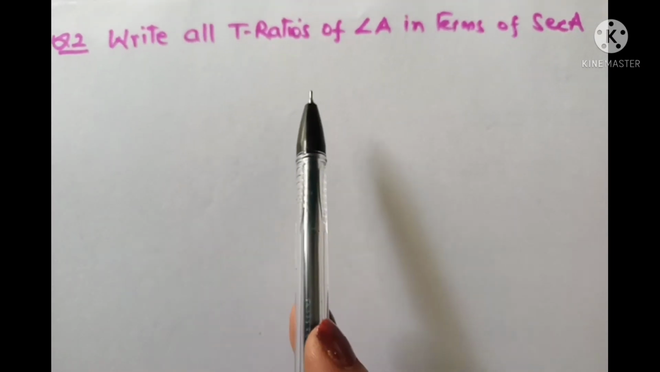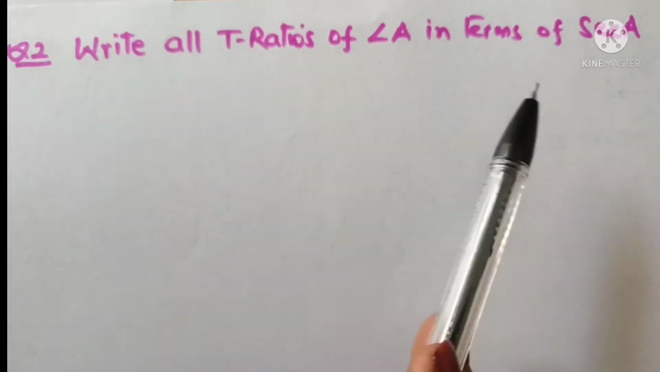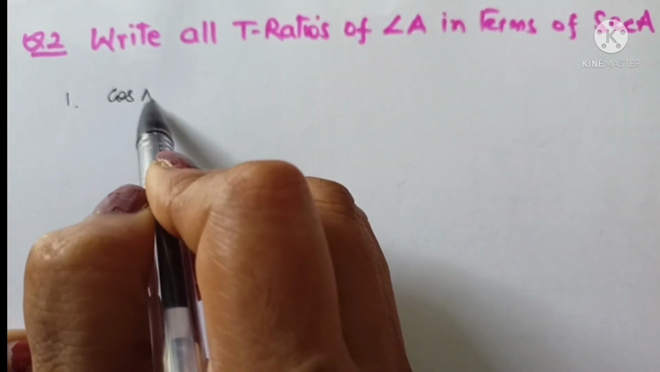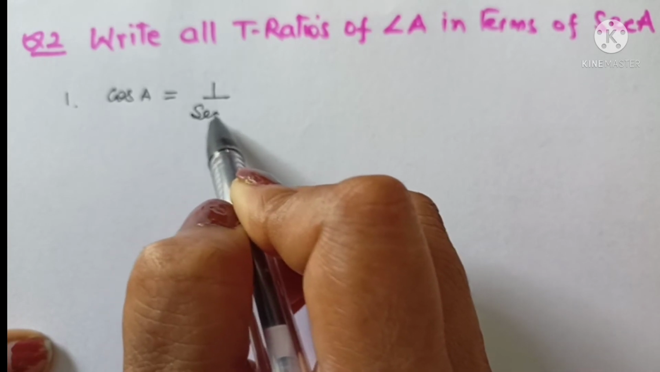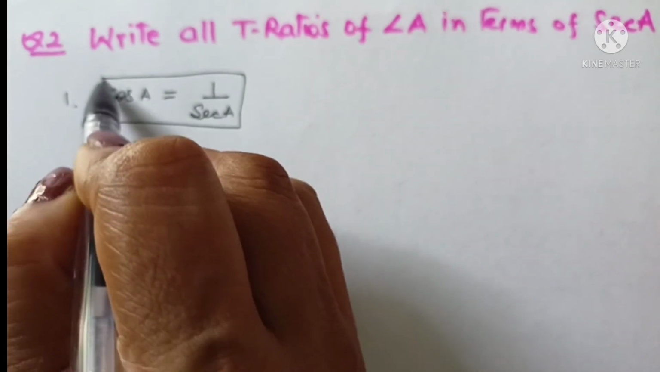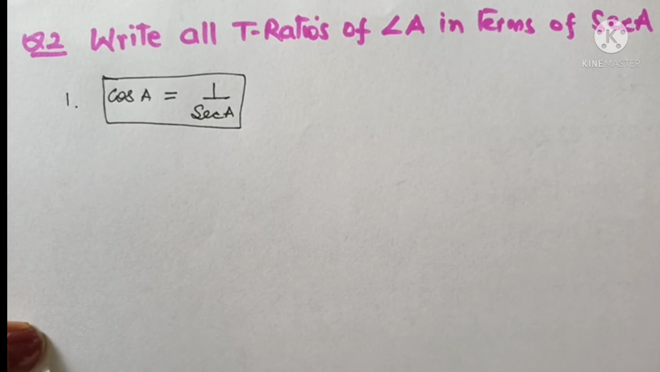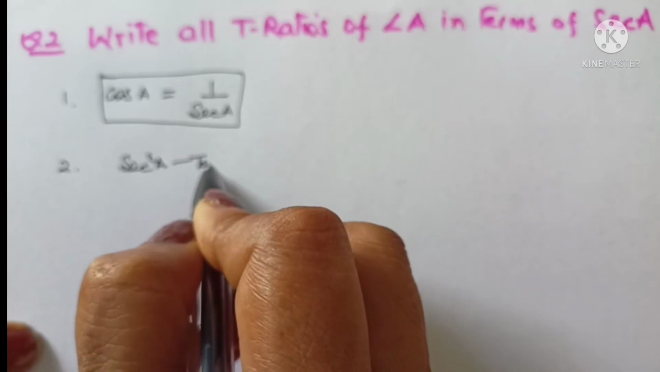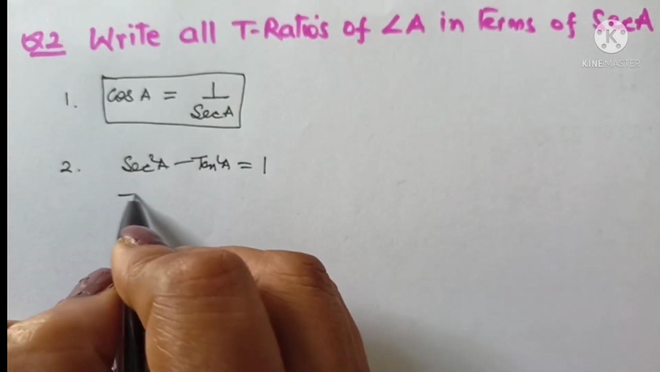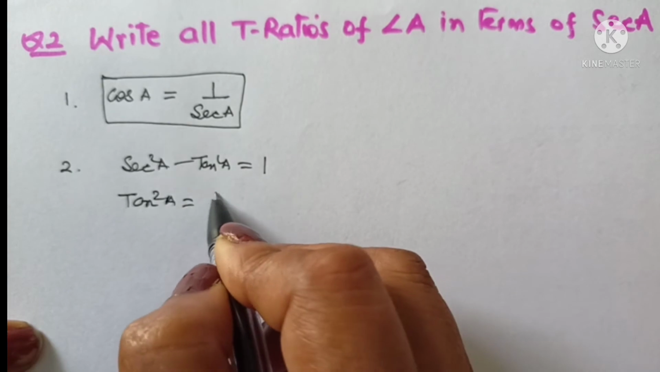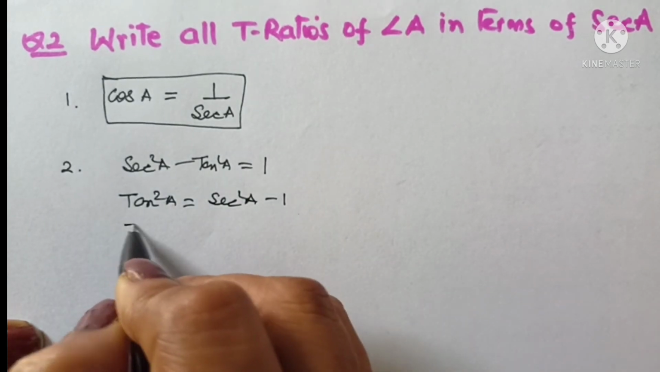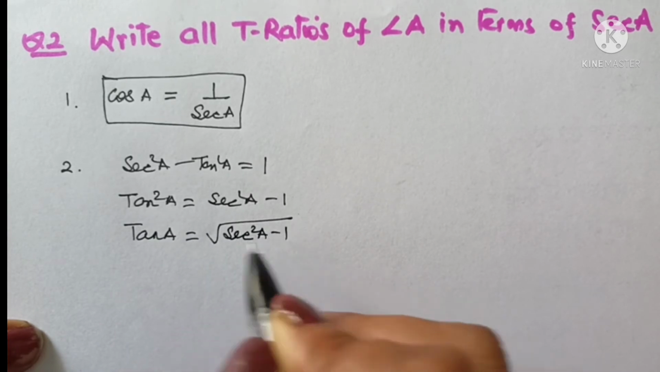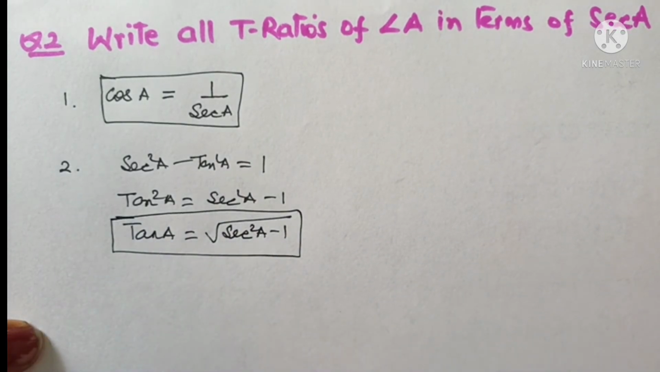Now let us write down all the other t ratios of angle A in terms of secant A. So let us start with its reciprocal. The first ratio that I can write very easily is cos A, which is reciprocal of secant A. So cos A is equal to 1 by secant A. Now for the second ratio, I have a relationship secant square A minus tangent square A is equal to 1, which gives me tangent square A as secant square A minus 1, and value of tangent A comes out to be root of secant square A minus 1. So this gives me the second t ratio.